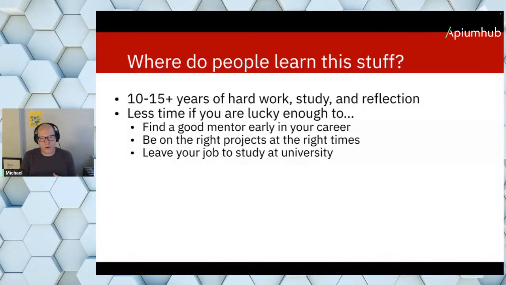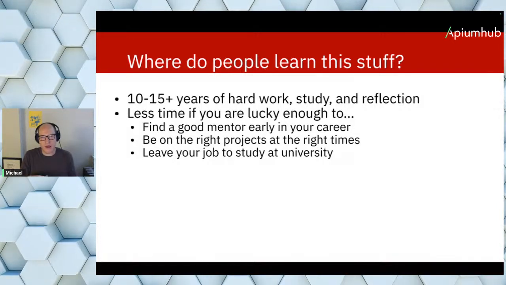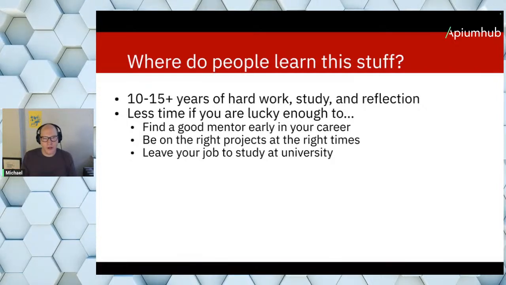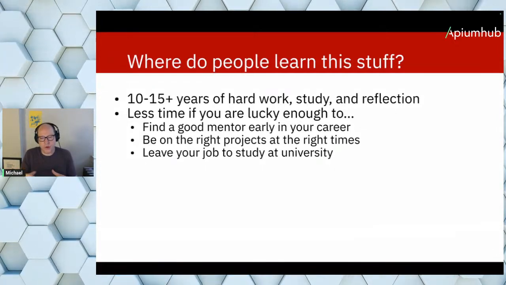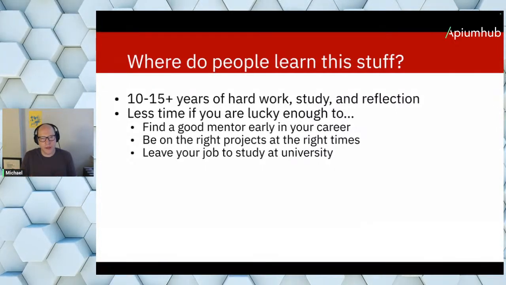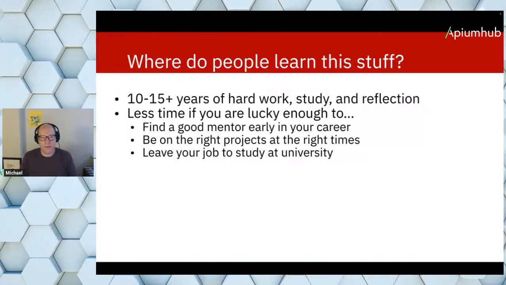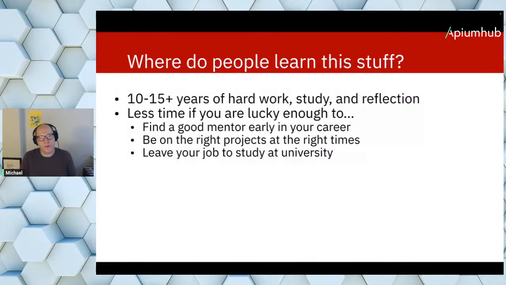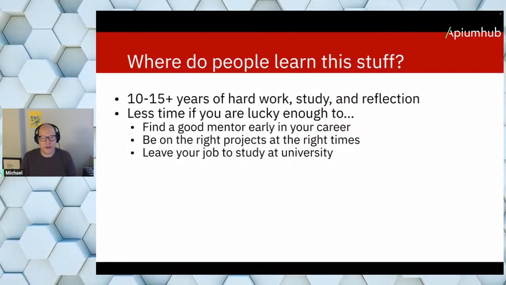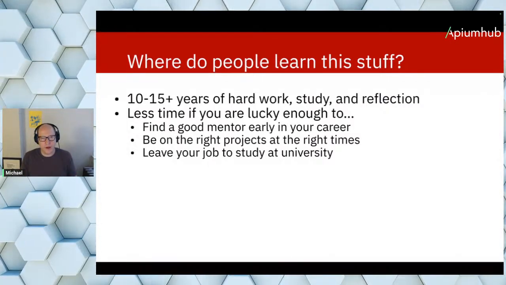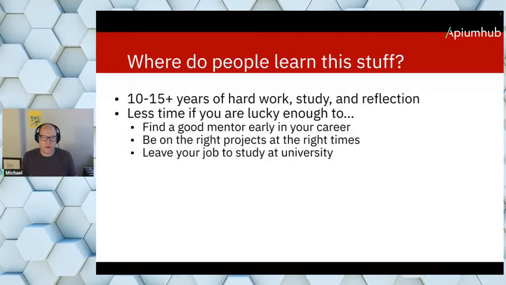If you're lucky enough, though, to find good mentors, maybe early in your career, maybe you happen to be on the right kind of project at the right time where it's doing something interesting, where you can learn a lot very quickly. Or maybe you're in a fortunate situation where you can leave your job for a couple of years and go back to study at university, something like that. You're going to accelerate these timelines. You're going to learn these kinds of things a lot sooner. Not everybody can do those things, right?